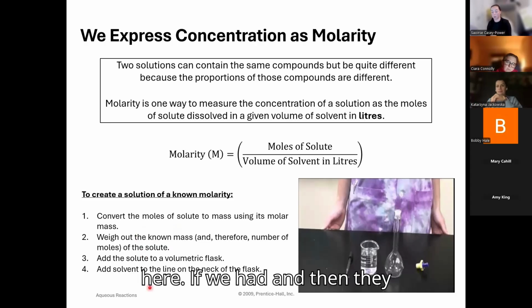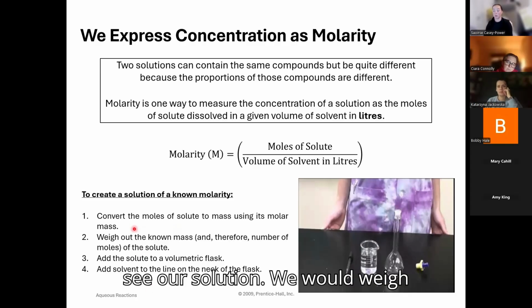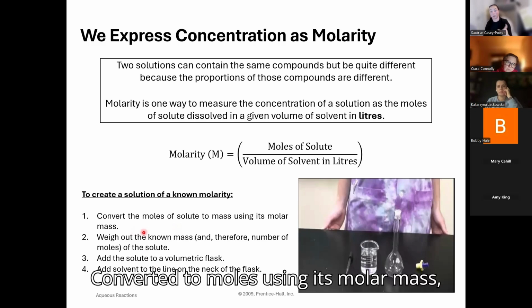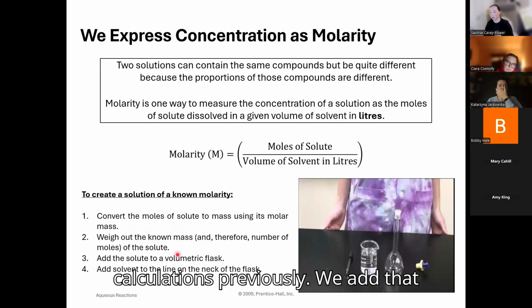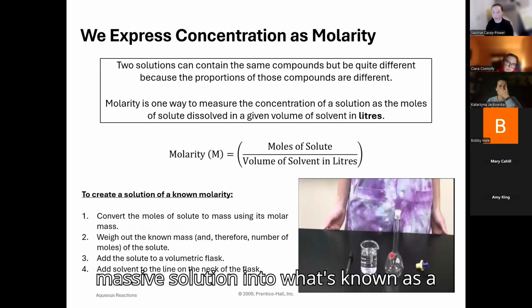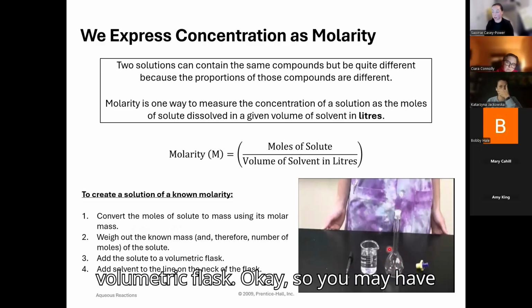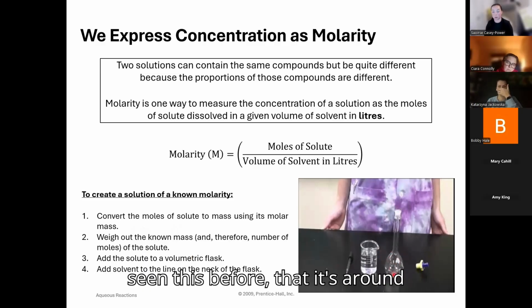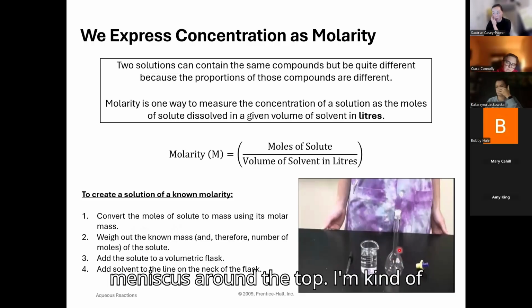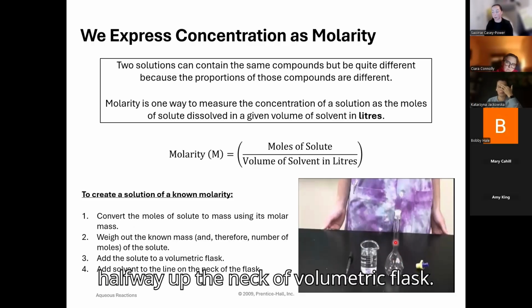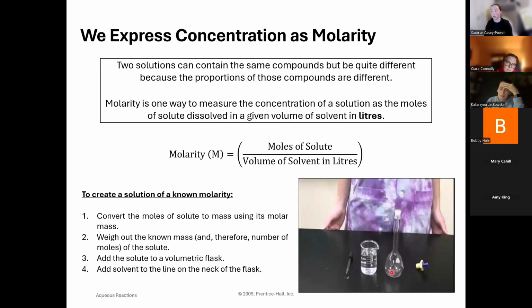If we had an NaCl solution, we would weigh out a certain amount of that NaCl, convert it to moles using its molar mass, the very same way we've done the calculations previously. We add that mass into what's known as a volumetric flask. You may have seen this before: it's a round-bottomed piece of glassware. It's not very clear on this video, but there's a line around the top, kind of halfway up the neck of a volumetric flask.